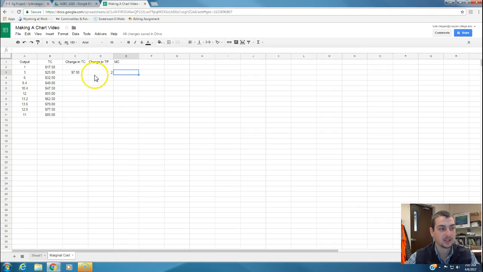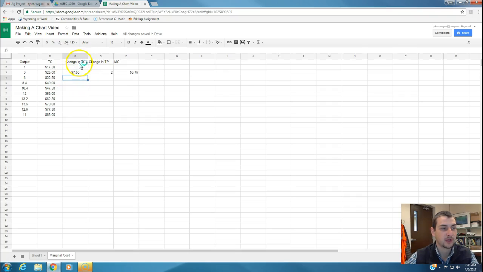So what you have to do is take this change in total cost divided by this change in total product. Now we see that as we increase output from 1 to 3, if we increase our output from 1 to 2 units, it's going to cost us $3.75 more to produce that second unit over and above that first unit. And as we go from that second to that third unit, it's going to cost us an additional $3.75.